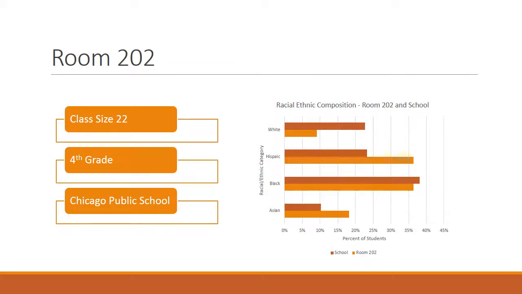This is a low-performing class, as will be demonstrated through a presentation of some data. It is a class size of 22, which is lower than the average class size in the school. The average class size is 30. The room also has a slightly different racial ethnic composition than the rest of the school. It has a much smaller percentage of the students in the white category, a higher percentage of students in the Hispanic category, a slightly lower percentage of Black students, and a considerably lower percentage of Asian students.